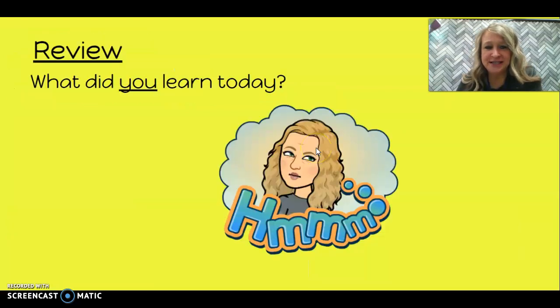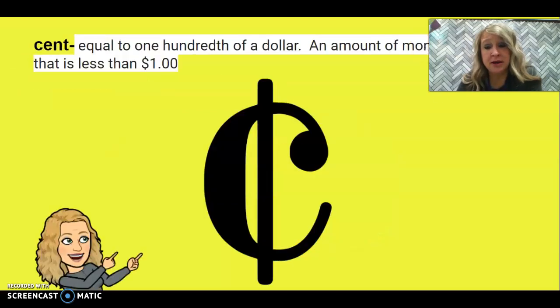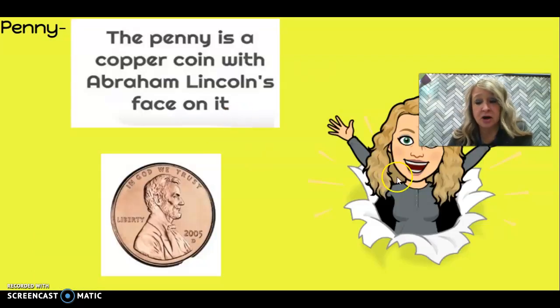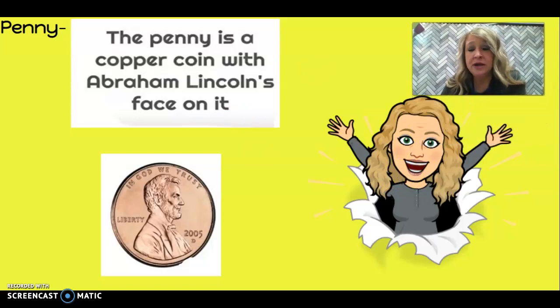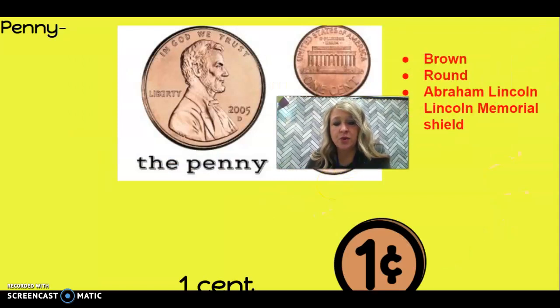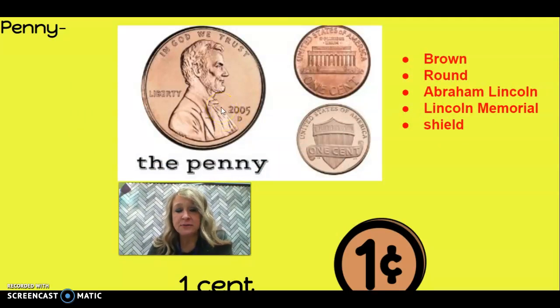So what did you learn today? You remembered and you learned again that a cent is equal to 1/100th of a dollar, an amount of money that is less than a dollar. A penny is a copper coin that has Abraham Lincoln's face on it. That a penny is worth 1 cent. They all have Abraham Lincoln's face on it, but some of them have the Lincoln Memorial on the back, and some of them have the Union Shield on the back. And I know I just said this, but could you tell me how much a penny is worth again?